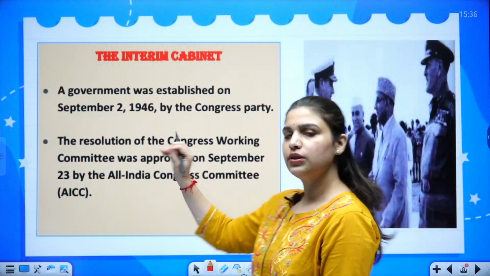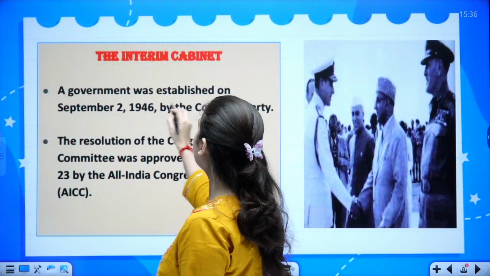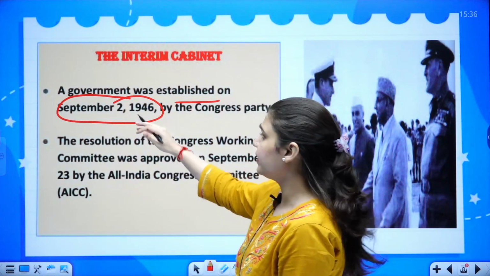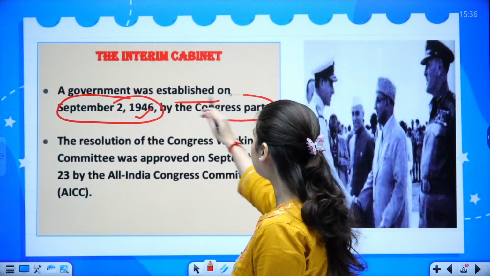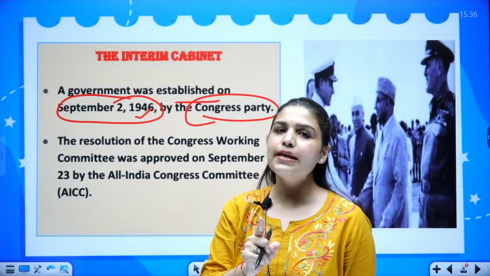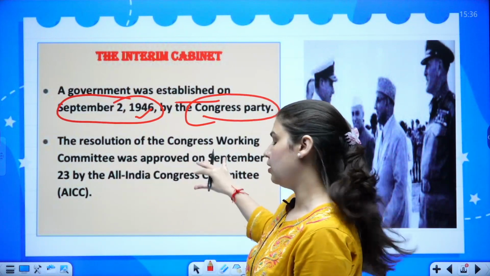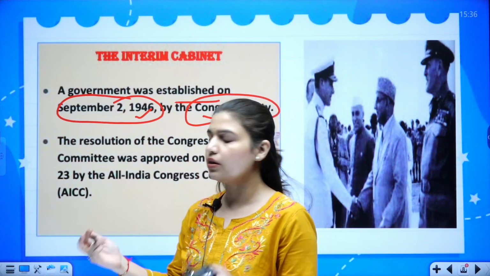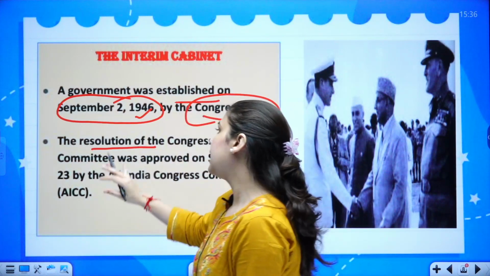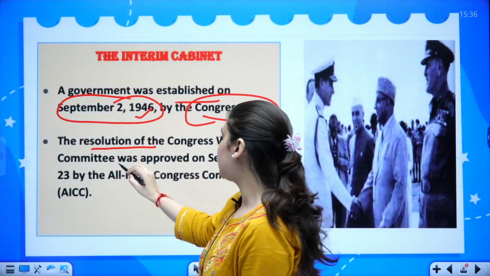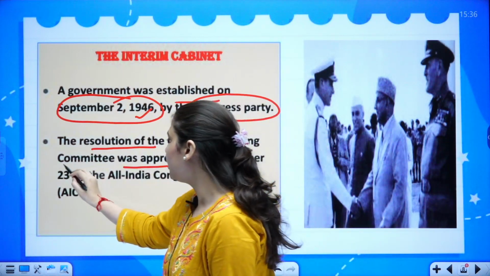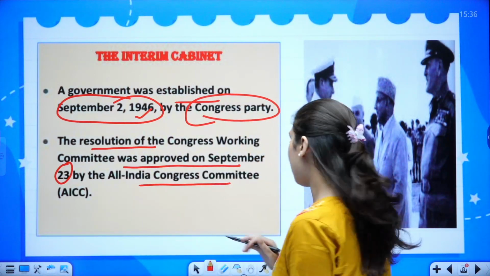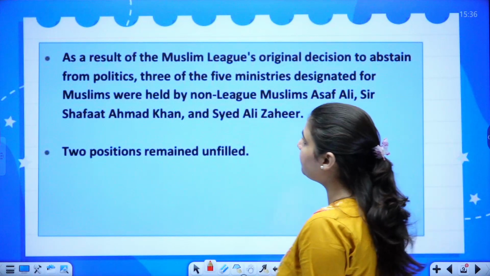So this is about the interim cabinet now. The government was established on September 2, 1946, by the Congress party. We have seen the Muslim League withdrew the approval which it gave to the interim cabinet, and the resolution of the Congress Working Committee was approved on September 23 by the All India Congress Committee. So at this point the Congress formed the interim government.